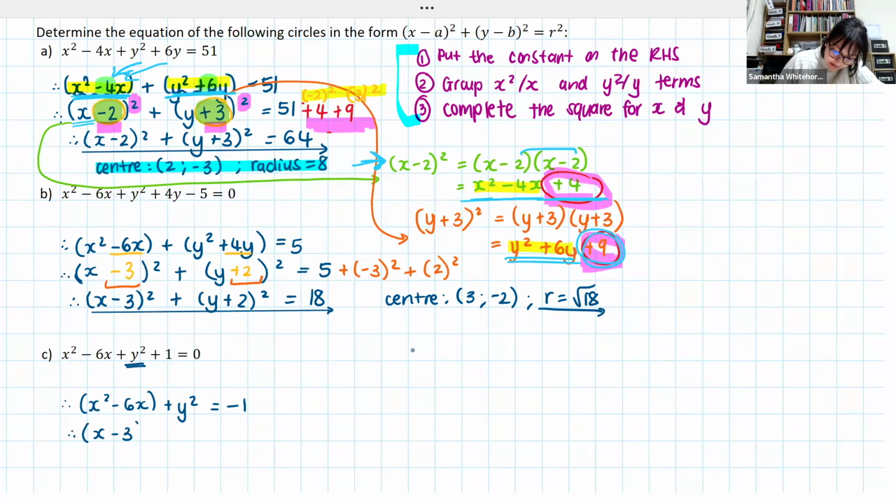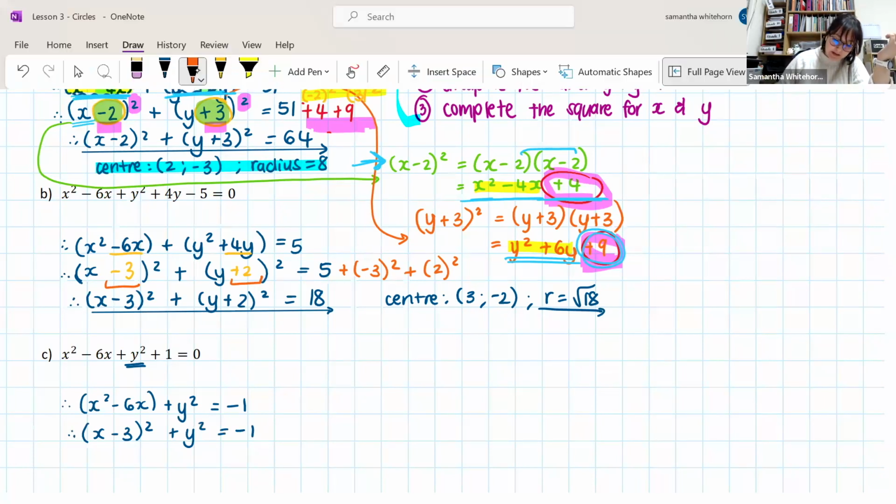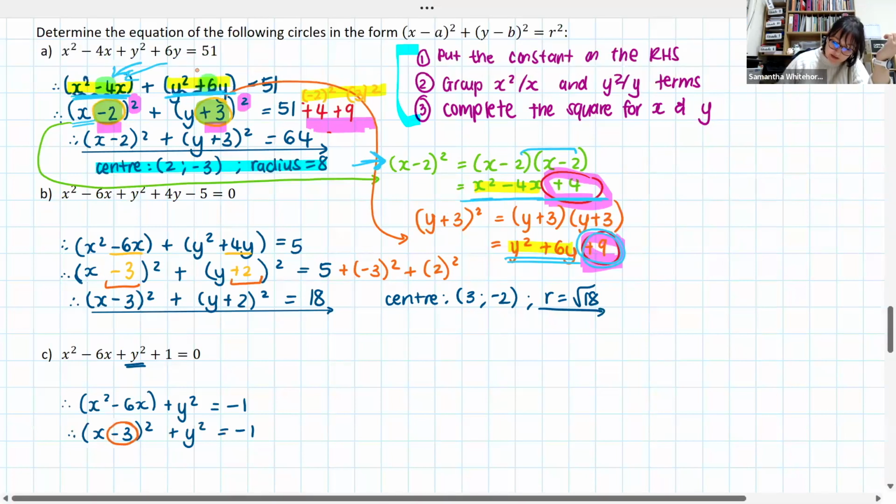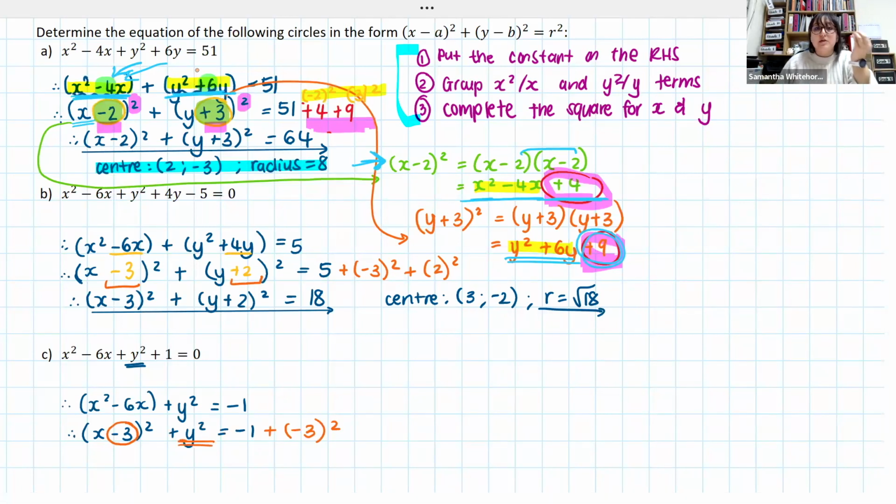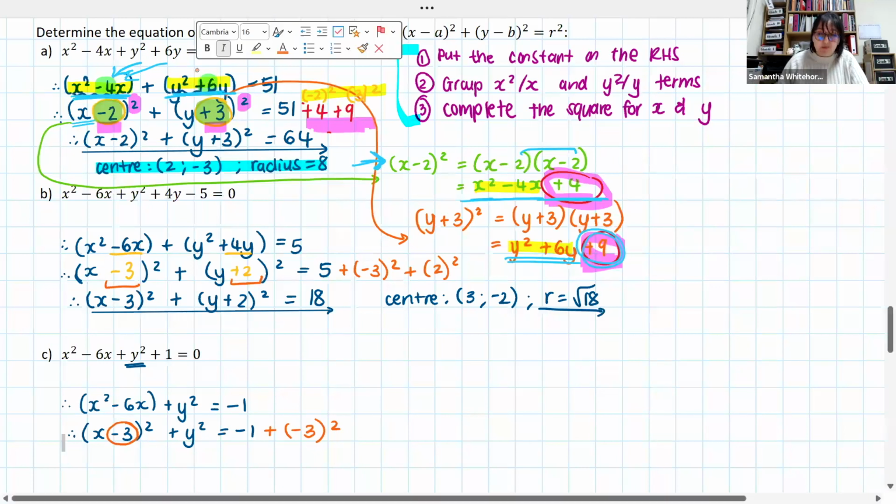X minus 3 squared plus y squared. On the right-hand side, whoops, sorry, -1. Should remember that. I'm now going to take this -3 and add the square of it on the right. And remember, y squared means it passes through 0. Y adds 0 squared, which is 0. There's no point to that. Just don't deal with it. You can, I'm not saying it's wrong, but why?